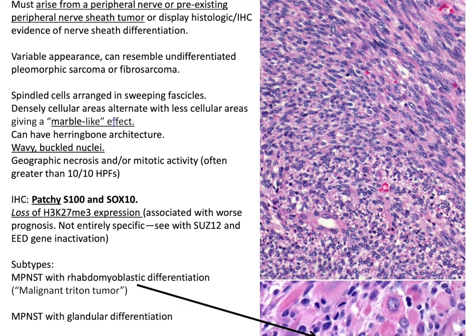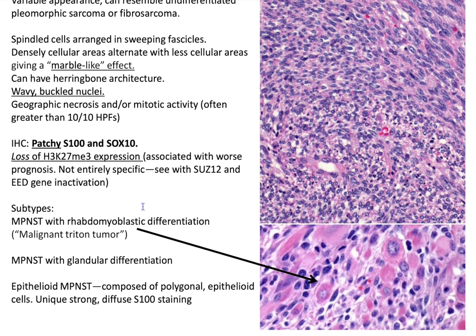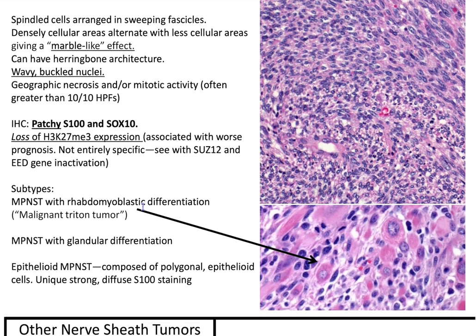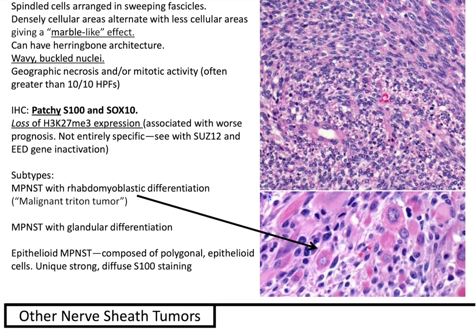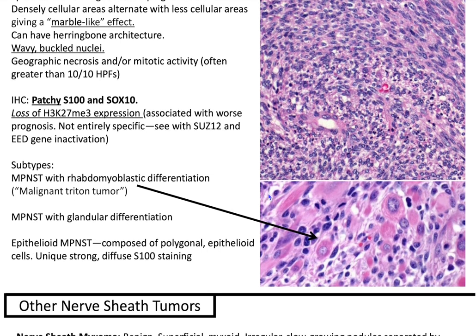And then as you go more closely, you can see spindle cells arranged in sweeping fascicles, and cytologically they have wavy, buckled nuclei. It has geographic necrosis and mitotic activity, often greater than 10 per high power field. It has patchy S100 and SOX10. There's loss of H3K27me3 expression, which is associated with worse prognosis. It's not entirely specific because you can see this in subsets of melanomas as well.